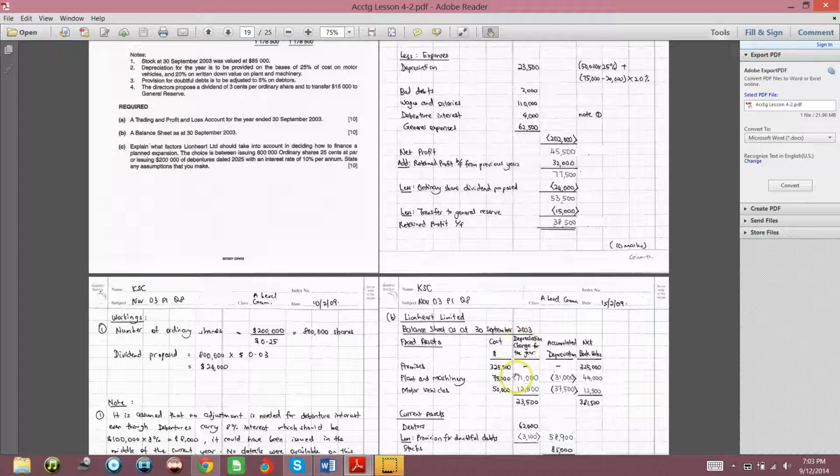Okay, in order not to be confused, you can disregard this column. So this 23,000 will be my depreciation for the year. My cost minus my accumulated depreciation, I will get my net book value over here.